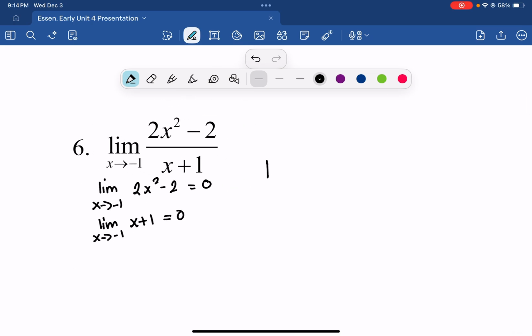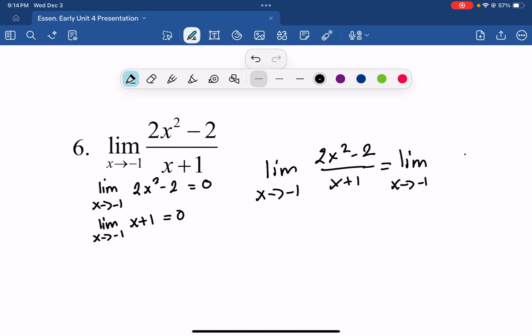So the limit as x approaches -1 of 2x squared minus 2 all over x plus 1 is going to equal the limit as x approaches -1. Take the derivative. So I've got x squared, so that means I'm going to then drop the 2 in front. So we have 2 times 2 is 4x over x plus 1. Take that derivative. And we just get 1.